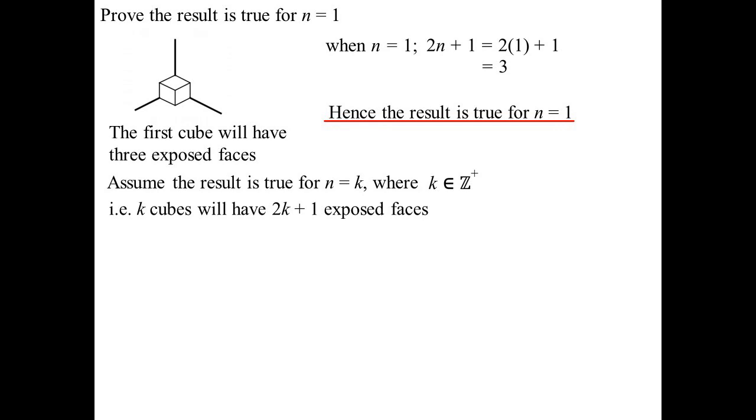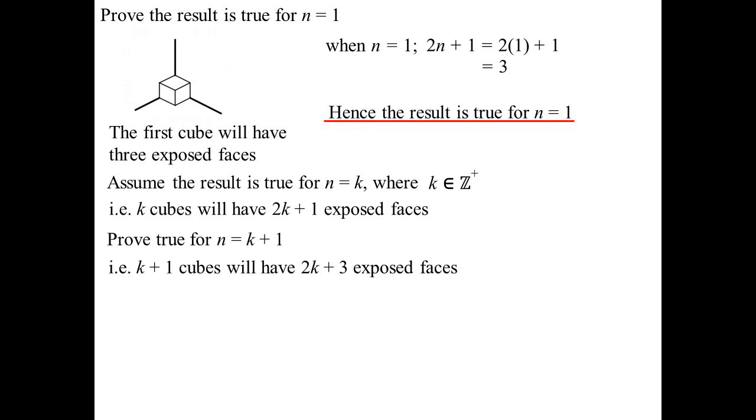Now I'm going to assume it's true for n equals k, where k is some positive integer. So in other words, I'm going to assume k cubes will always have 2k plus 1 exposed faces. We now want to prove it true for k plus 1 cubes. In other words, k plus 1 cubes will have 2k plus 3 exposed faces. Here's my proof, and again, I'm going to use a picture. So I'm going to add a cube to the pile that's already there.